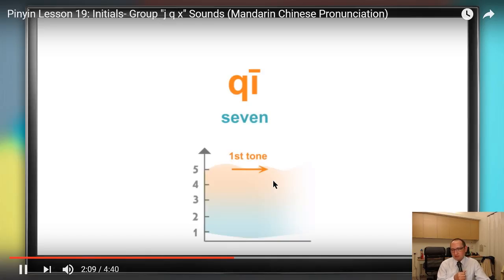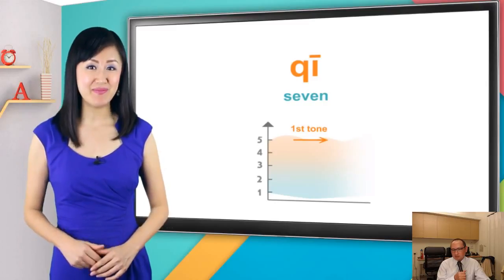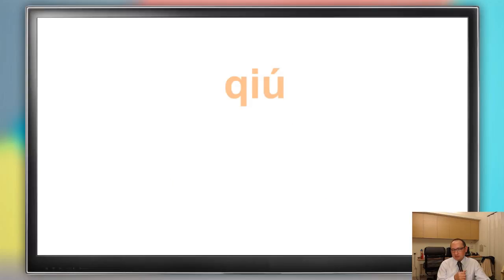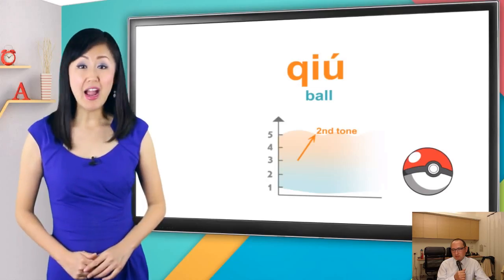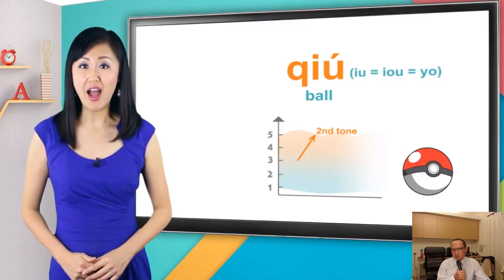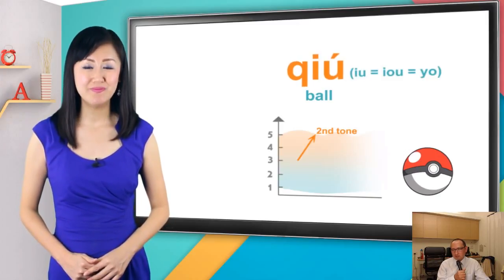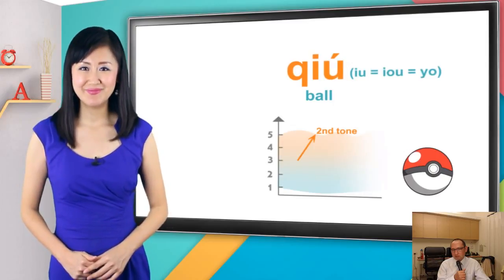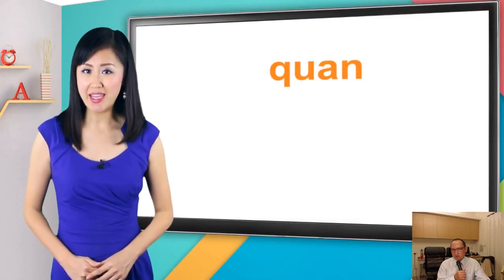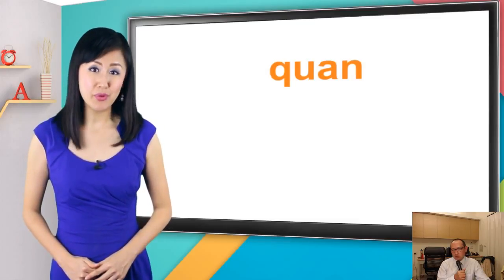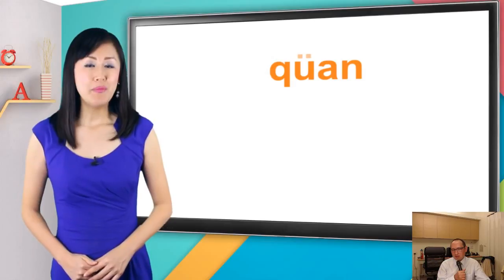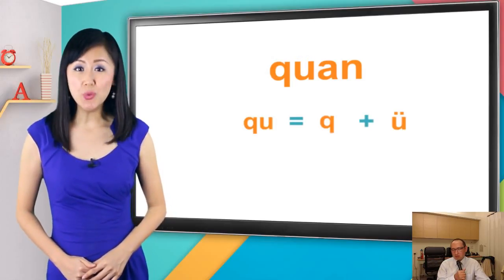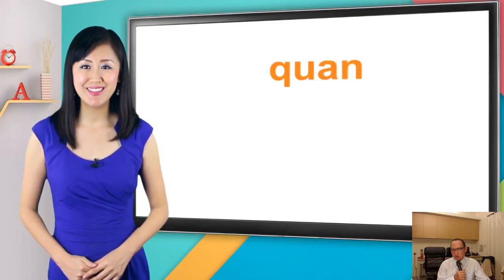QI first tone. Qi. And this is the hand gesture that means 7. The word that means ball in Chinese is QIU second tone. 球. Again, remember, IU is an abbreviated form of the final IOU. Repeat after me. 球. Good. And how should you pronounce the syllable QUAN? Well, now you know that it's not pronounced quan, it's chuan. 圈. Do you hear the U sound there? Remember, the English letter U after Q is always pronounced U, so it's chuan.